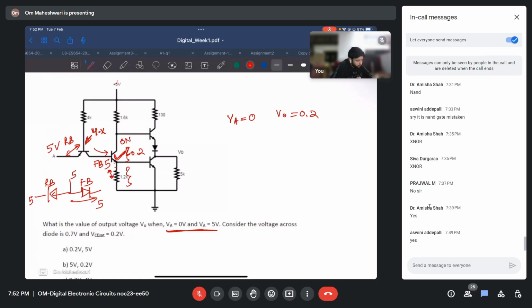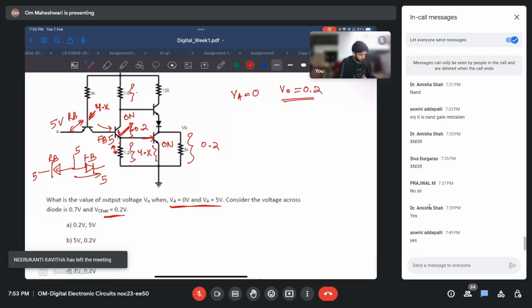Out of this 5, some voltage drop will be dropped here, and let's say 4 point something is dropped here. Now again, since this is 4 point something voltage difference here, this transistor is also on, and when this is on, we know that VCE sat is 0.2. That is why VO is 0.2. Okay.